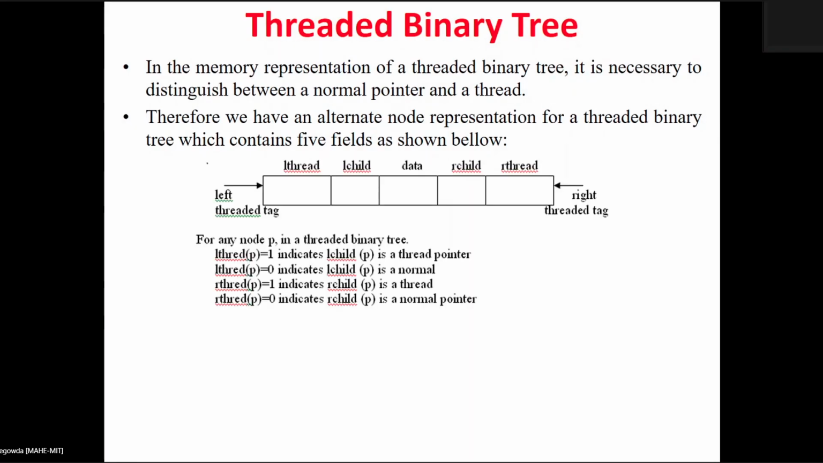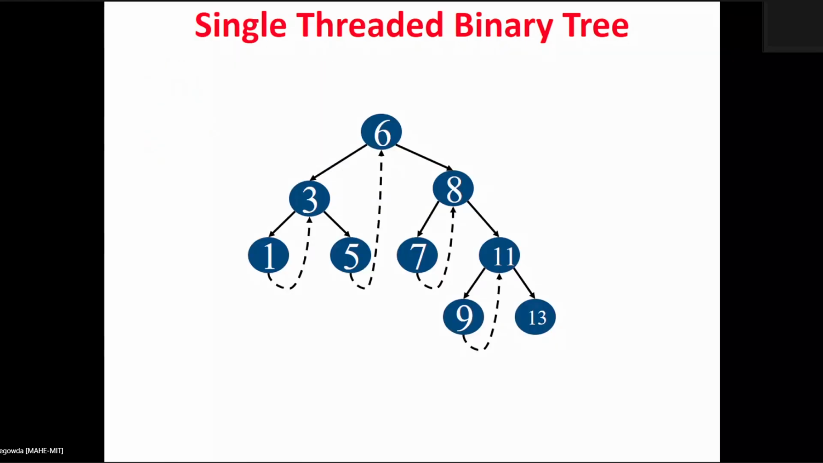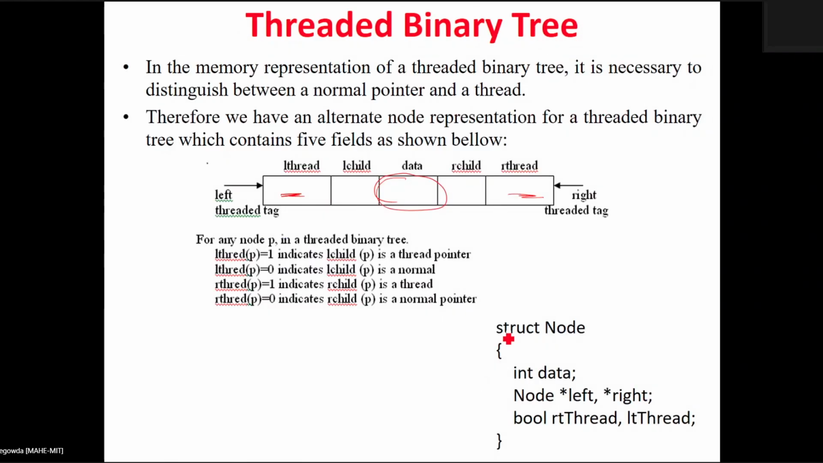This is the actual representation of the node if you are going to use a threaded binary tree. Each node will have the following fields: a left thread tag and a right thread tag, the pointer fields which hold the right child and the left child, and this particular field is used to store the information. This is how the node will be created using C or C++ code.